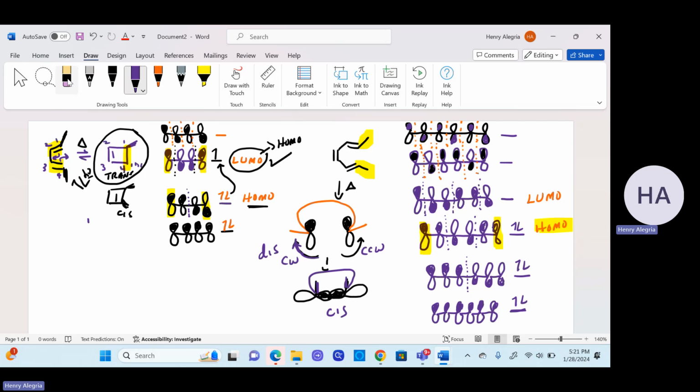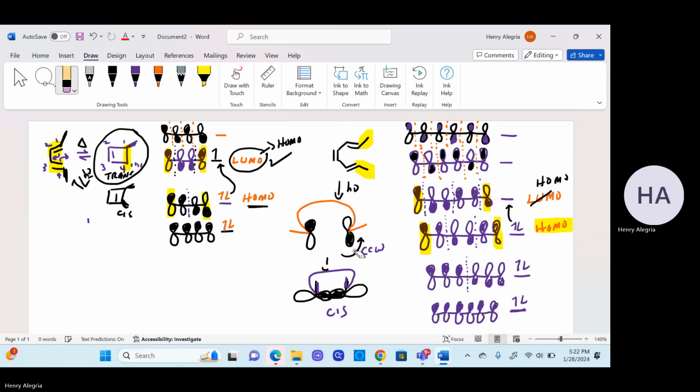Now, what if I make one change? What if I do the same reaction, but instead of using heat, I use light? So light will make one of these electrons go up here, and this becomes my new HOMO. Focus on the terminal orbitals, shaded up, shaded down. So I have to change this. One is shaded up, therefore the other one is going to be shaded down, right?